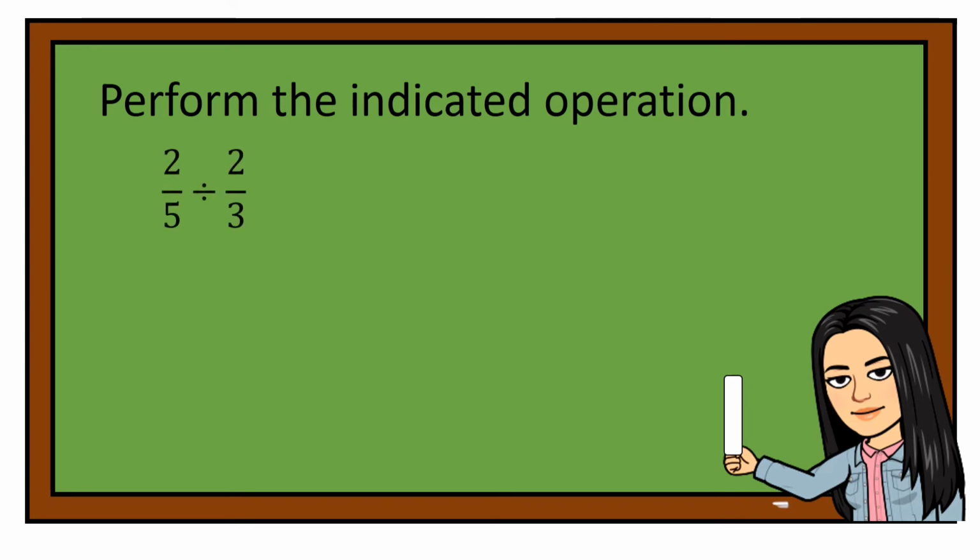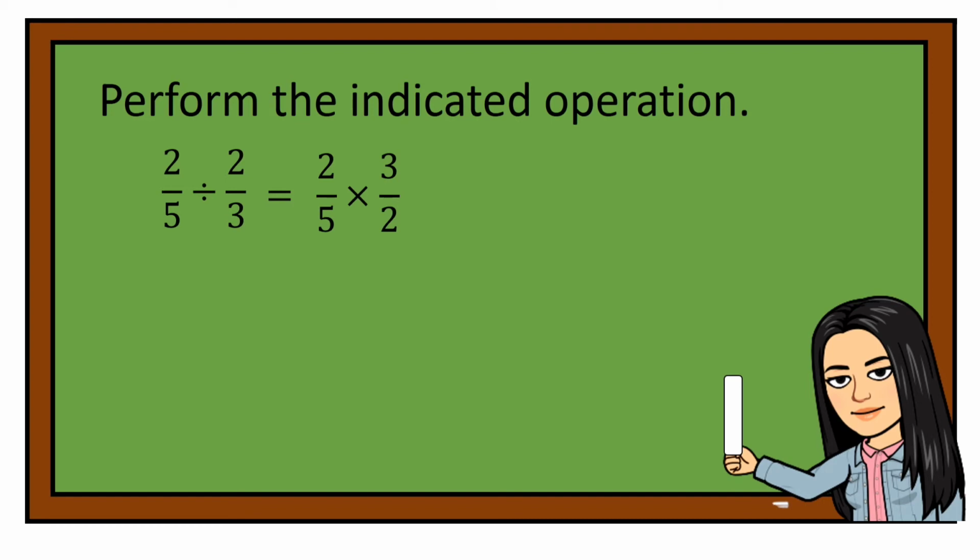Another example, 2 over 5 divided by 2 over 3. That would be equal to, first, copy the first fraction, which is 2 over 5, or what we call the dividend. And then, the second fraction, or the divisor, will be 3 over 2. So we get the reciprocal of 2 over 3. And then change the division sign to a multiplication sign. So we can now proceed to multiplication.